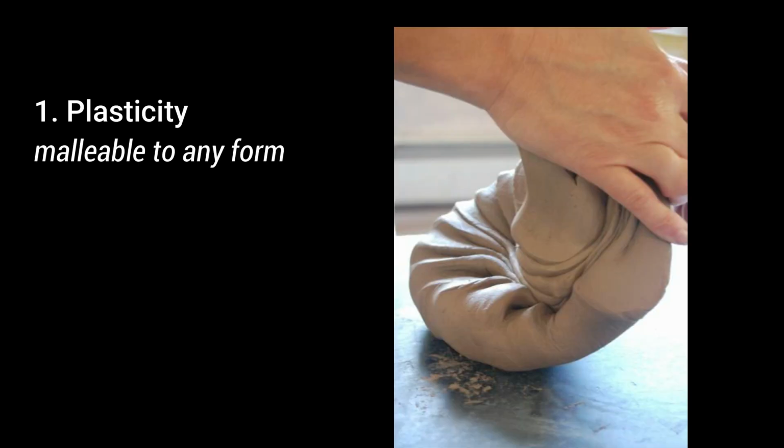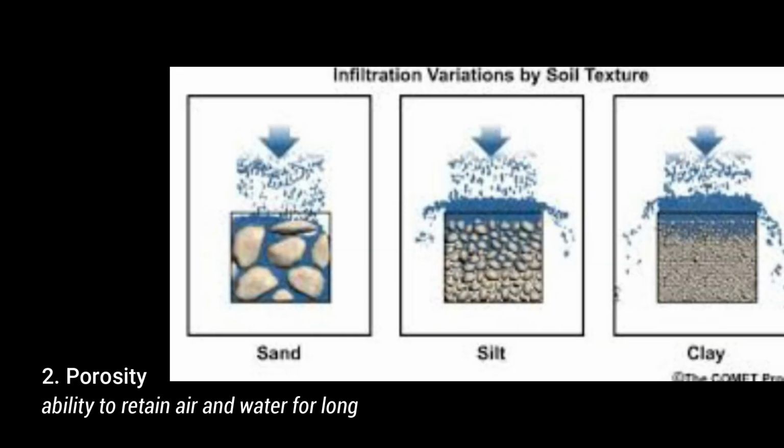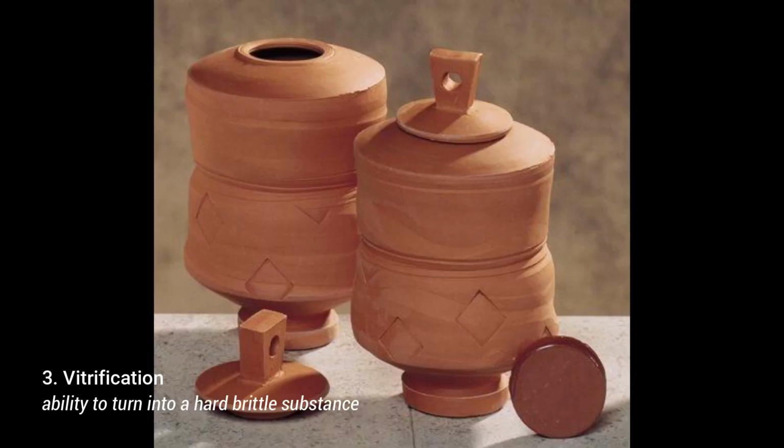The first is plasticity, which is the ability of clay to be malleable to any shape and or form. The second is porosity, which is the ability of clay to retain water slowly, allowing it to dry without cracking. Vitrification is the third property, and this is the progressive hardening of clay to a hard, brittle, non-porous material at certain temperatures.